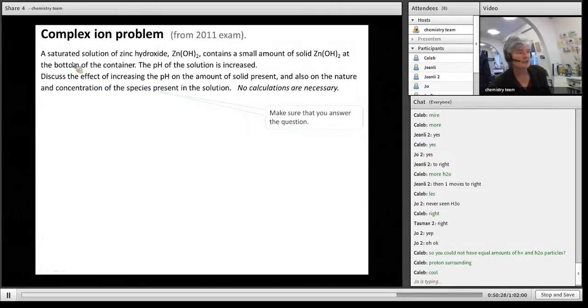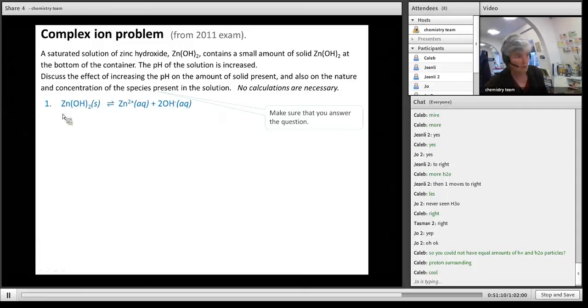Okay, so here's another one from the 2011 exam. Zinc hydroxide, and I've only got a small amount of solid zinc hydroxide at the bottom of the container. I change the pH. Discuss the effect of increasing the pH. Now, whenever you get these sort of problems, think of Zach and Zelp, because they're clues. Will a complex ion also figure in the discussion? Because here we're talking about pH, so we've got to discuss the effect of pH, but we've also got the complex ion. And remember, Zach and Zelp are both with Z, they're both zinc.